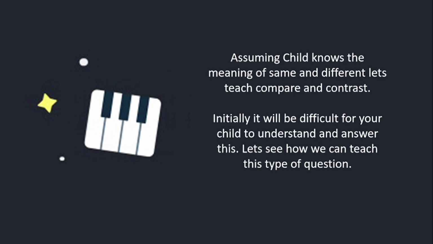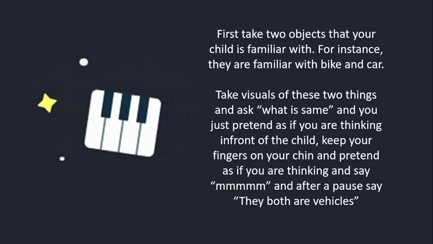Assuming the child knows the meaning of same and different, let's teach compare and contrast. Initially it will be difficult for your child to understand and answer this. Let's see how we can teach this type of question. First, take two objects that your child is familiar with. For instance, they are familiar with bike and car. Take visuals of these two things and ask, what is same?